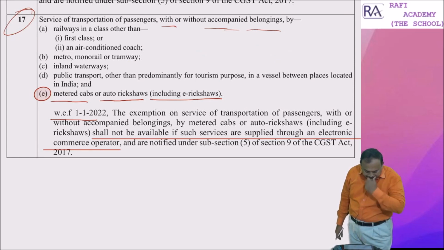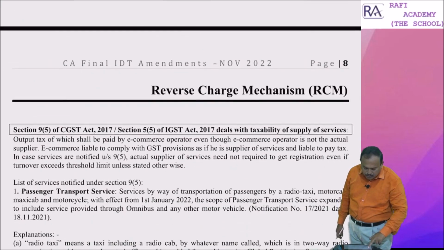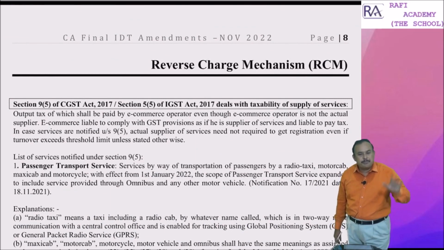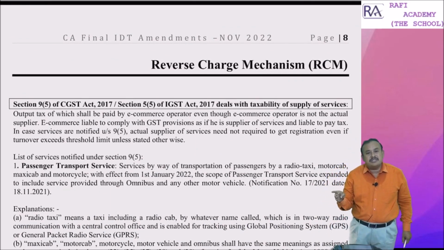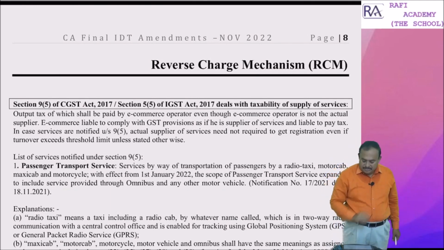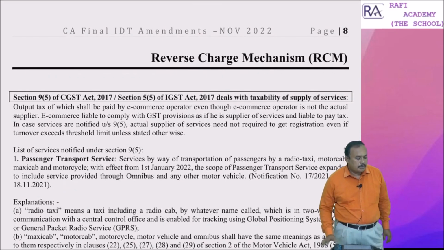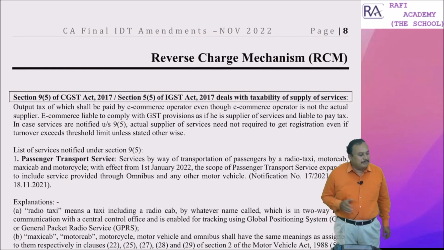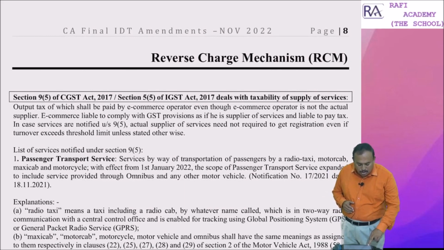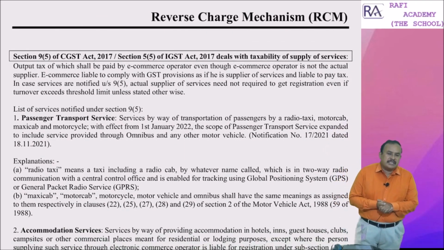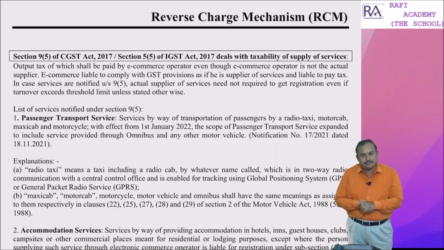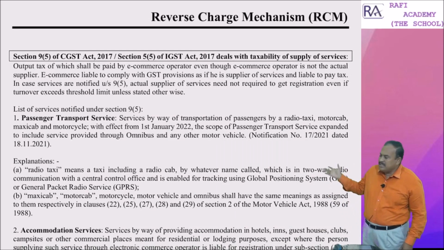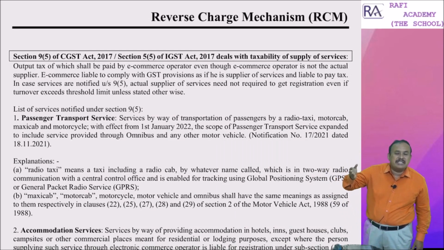Further, sir. Yes. With this, we completed scope of supply chapter amendments, composition scheme amendments, exemptions amendments. Referring to you now the reverse charge amendments, which are as follows, one by one. What are the amendments? Reverse charge mechanism, RCM. Section 9 subsection 5 of the CGST Act refers the amendments, corresponding to section 5 subsection 5 of the IGST Act.